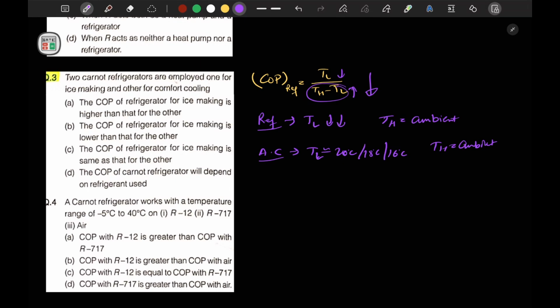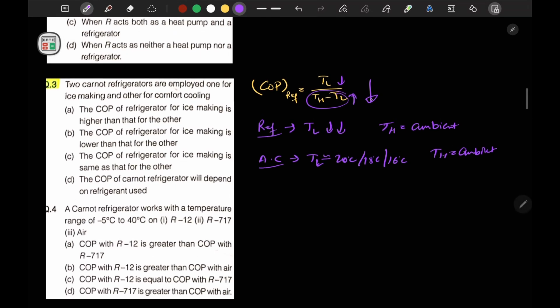And in the case of the air conditioner, this TL value is at least more than that of refrigeration. So this value will be small and this whole value will be larger compared to the refrigeration cycle. So we can say that the COP of refrigeration is lower than that of air conditioning, so option B is correct: COP of the refrigerator for ice making is lower than that of the other, which is comfort cooling.